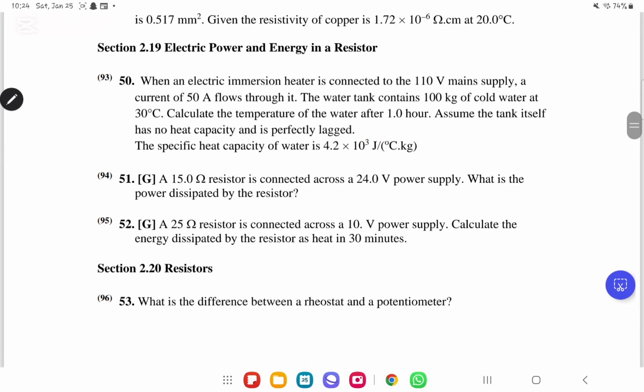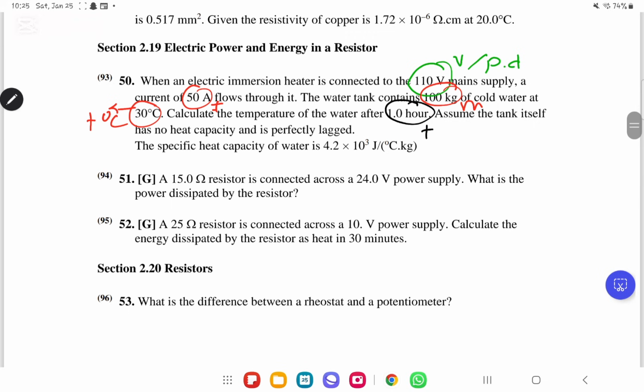So they told us, when an electric immersion heater is connected to the 110 volts, this is our voltage or potential difference, main supply, a current of 50 amperes, this is our current I, flows through it. The water tank contains 100 kg of cold water, this is the mass, and remember in physics the mass is always in kg, at 30 degrees Celsius, which is the temperature in degrees Celsius. They told us to calculate the temperature of the water after 1 hour.